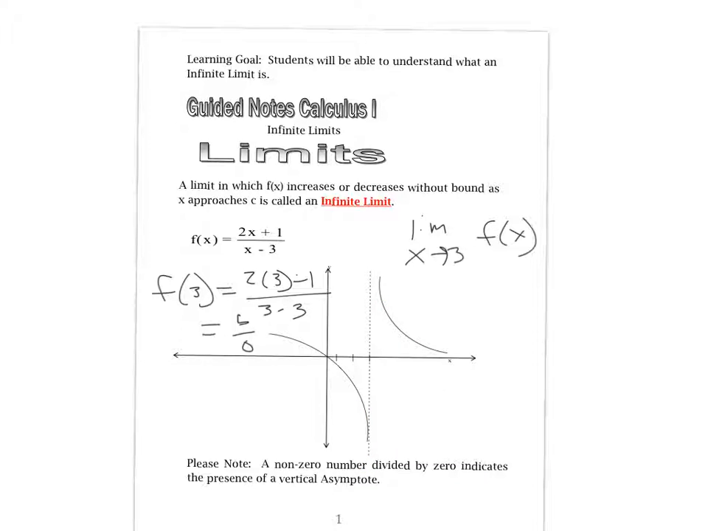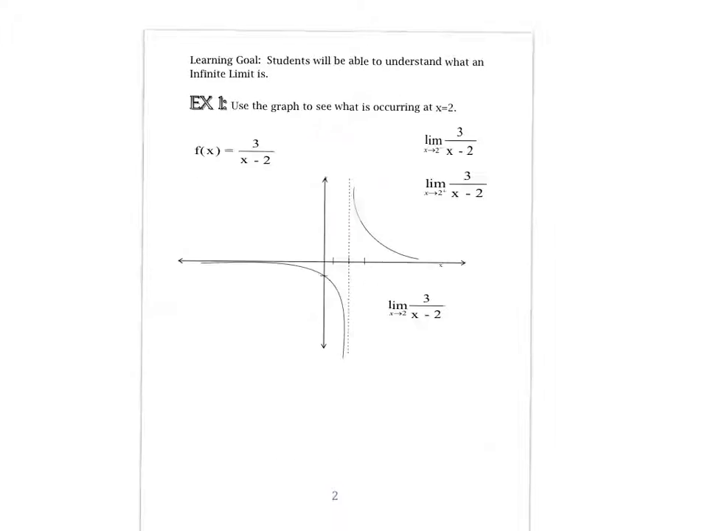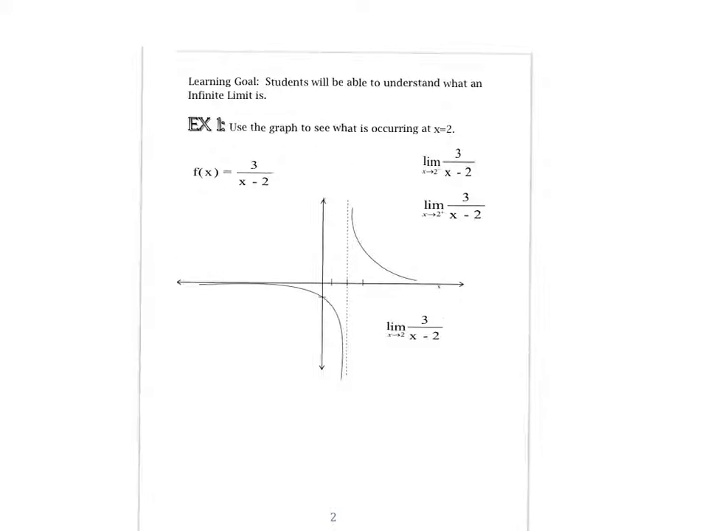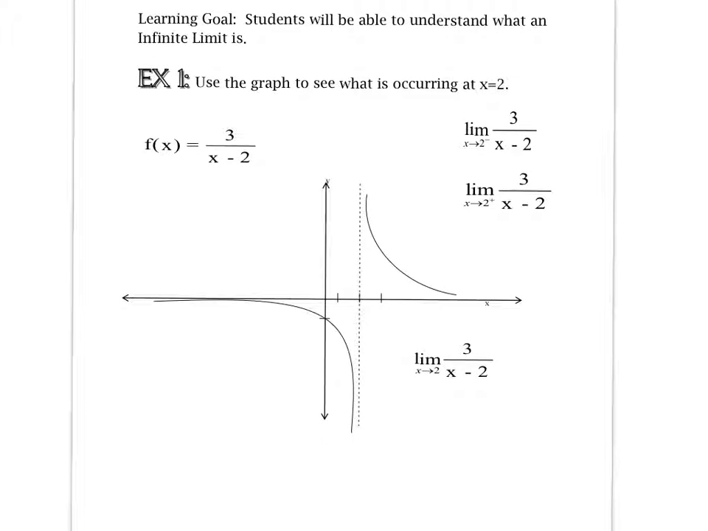Alright, so let's play with a couple example problems. Here's the first one. It says use the graph to see what is occurring at x equals 2. We can see that it has a vertical asymptote. So what is the limit as x approaches 2 from the left? As we approach from the left, it's going down and down and down to negative infinity. So we could say that this is negative infinity.